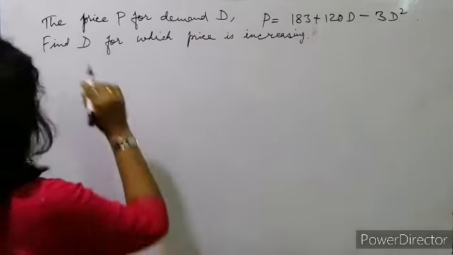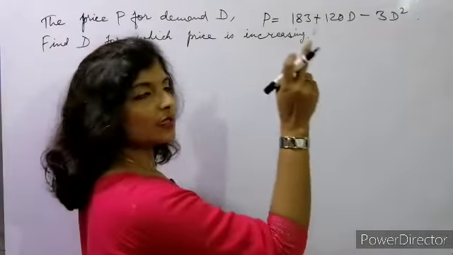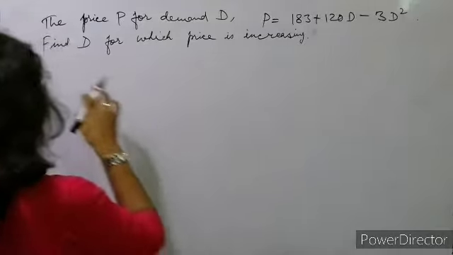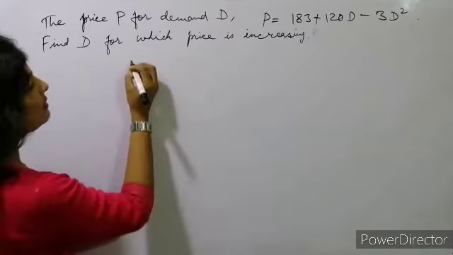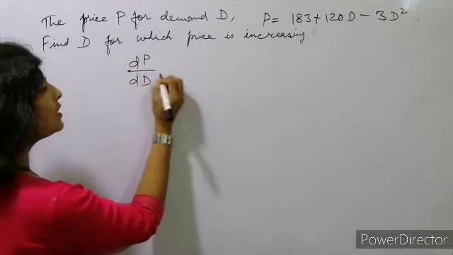Okay, we have another question. The price P for demand D is given as a function of D. So P is a differentiable function of D. Now we have to find the D for which the price is increasing. So we have to find the derivative of P with respect to D.